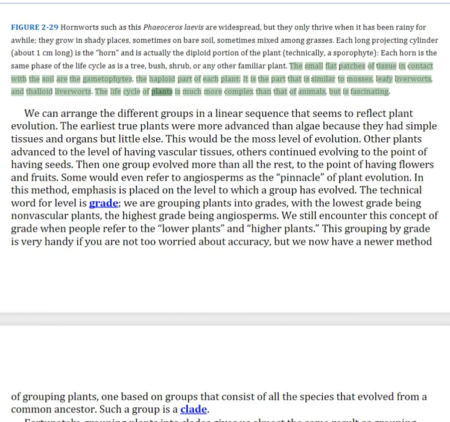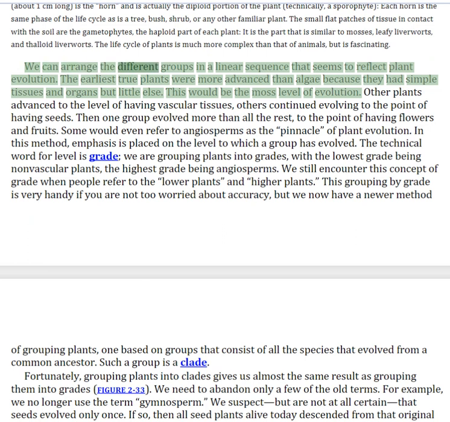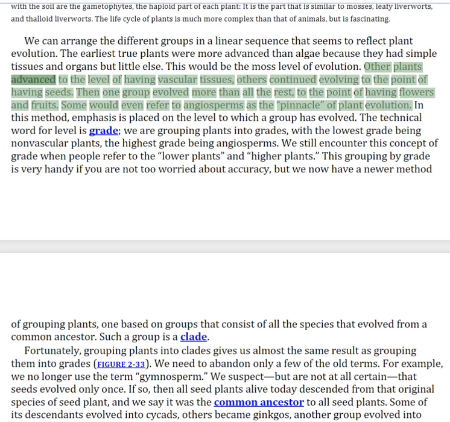The life cycle of plants is much more complex than that of animals, but is fascinating. We can arrange the different groups in a linear sequence that seems to reflect plant evolution. The earliest true plants were more advanced than algae because they had simple tissues and organs but little else. This would be the moss level of evolution. Other plants advanced to the level of having vascular tissues, others continued evolving to the point of having seeds.